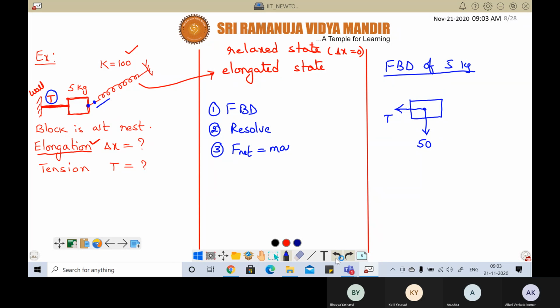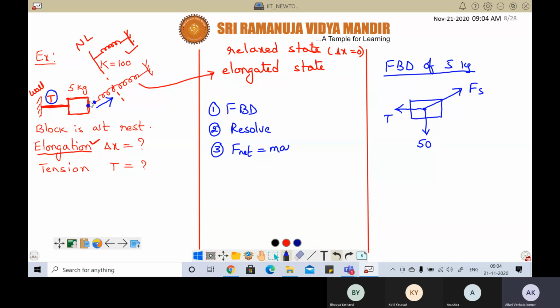Which direction will it be? See, initially the spring may be like this. This is the natural length. So the spring force is towards upside, along the spring, upwards. Correct or not? See here. This is the spring force.